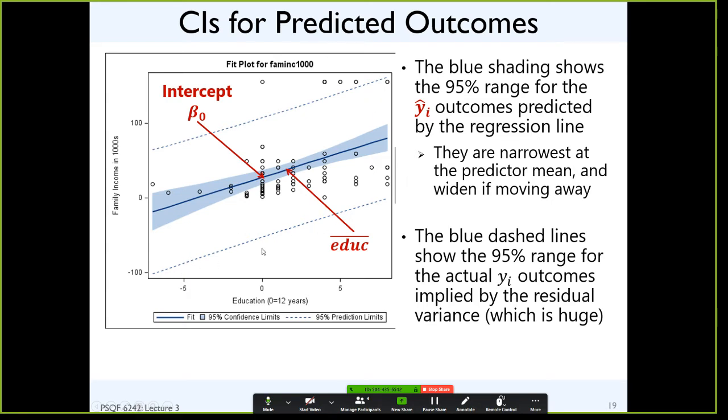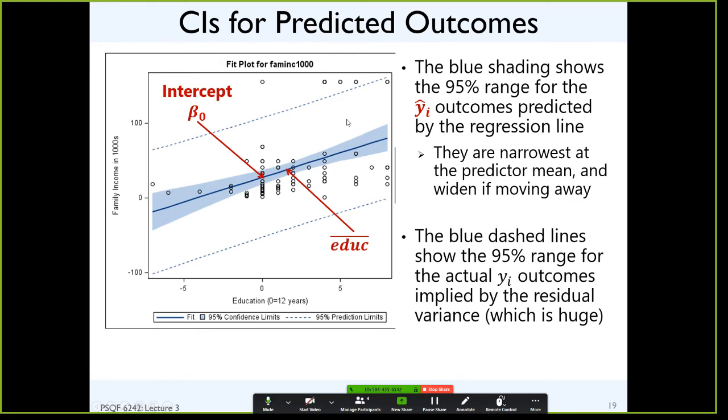And so this is a window around the predicted observations, the predicted y's. So the blue shaded part is the y hat prediction. The blue lines is the overall y. And so you can see that that's humongous because there's a whole lot of error variability in this model.